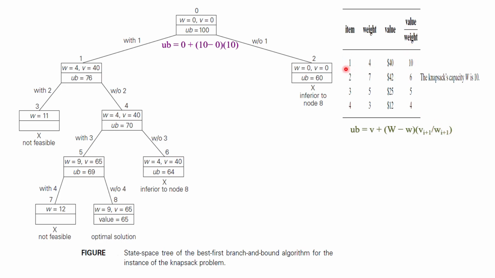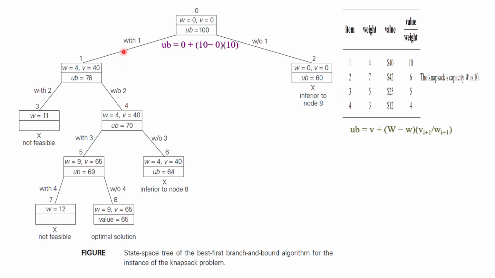Meaning of that one is what? First item value and weight ratio. That is 10 here. So now you take here. After calculation, 10 into 10, you will get the upper bound as 100 here. Is it clear now how to calculate the upper bound? Using this equation you have to calculate the upper bound here.